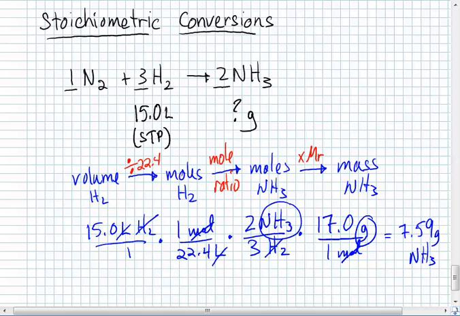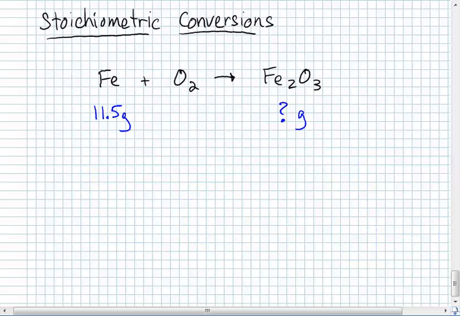Okay, and so that's the basics of it. Let me just put another one up here for you, see if you can try this one. Iron will react with oxygen to produce rust, Fe2O3, and if we react 11.5 grams of iron, what mass of Fe2O3 will be produced? This is the one I'd like you to try, so pause the video, I suggest, and go ahead and work out the answer. I'm going to start the solution in 3 seconds.